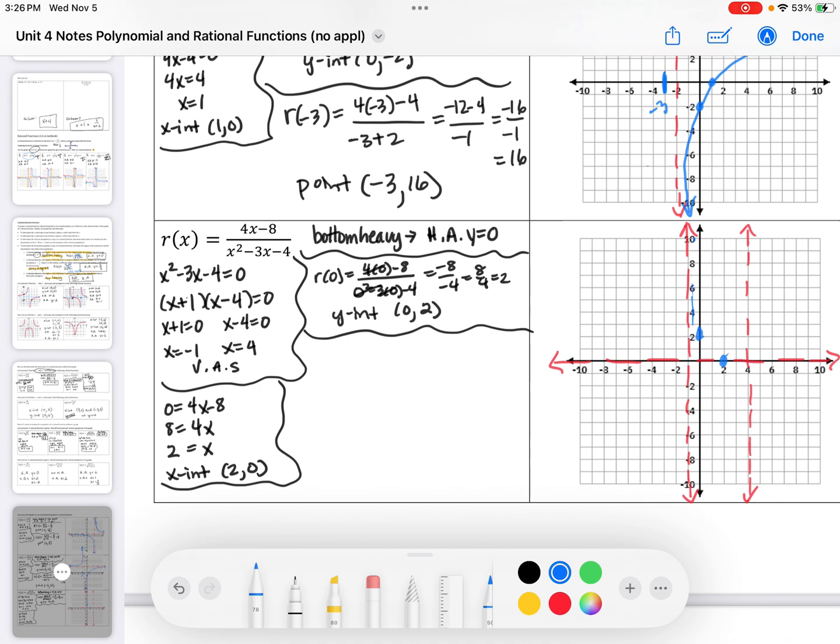Okay, so I know that I'm going to be above and hugging that asymptote, but what about below? So let's think about that. What about plugging in an x value of 3? So let's do r at 3 to create another coordinate point.